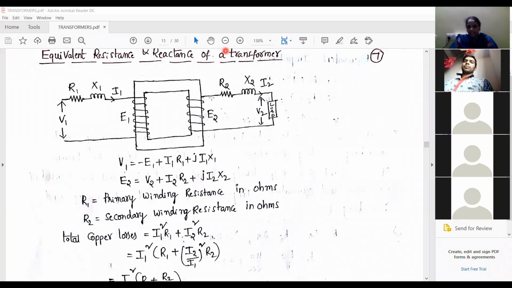The secondary winding of the transformer consists of resistance R2 and reactance X2. This is the voltage given to the primary winding of the transformer, and this voltage is at the secondary side, the load side of the transformer. Because of the flux generation, the voltage E1 is induced in the primary winding and the voltage E2 is induced in the secondary winding. Is it clear? R1 is the primary winding resistance in ohms, R2 is the secondary winding resistance in ohms. Is it clear?